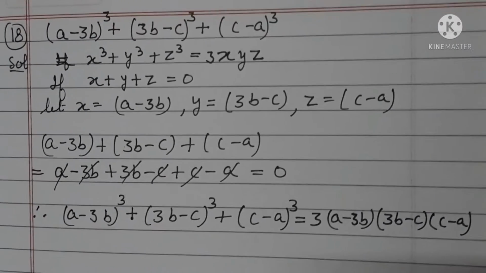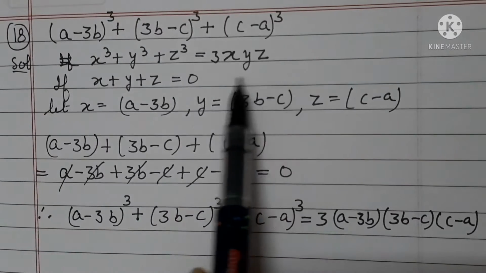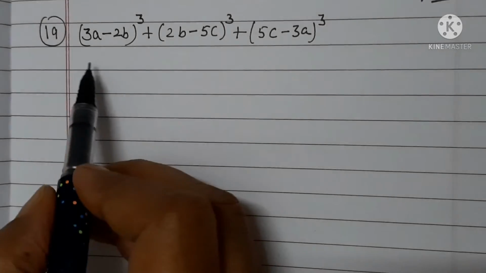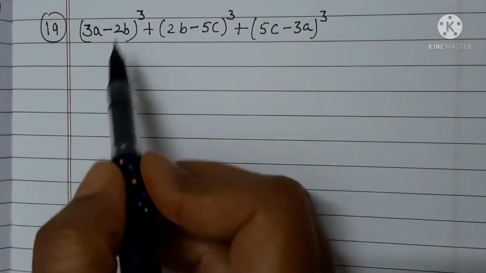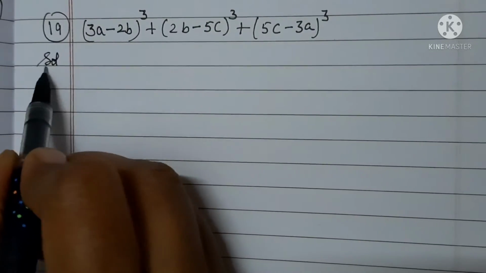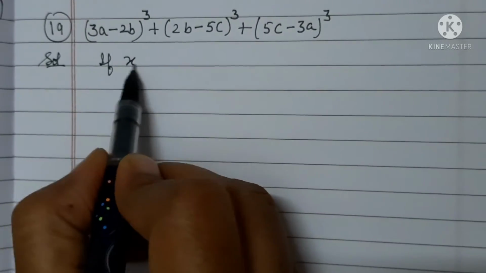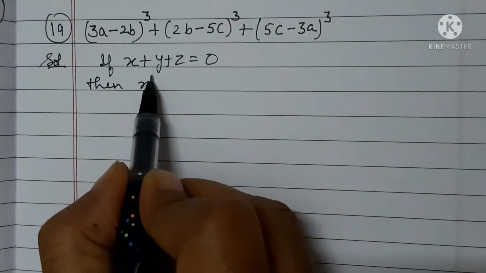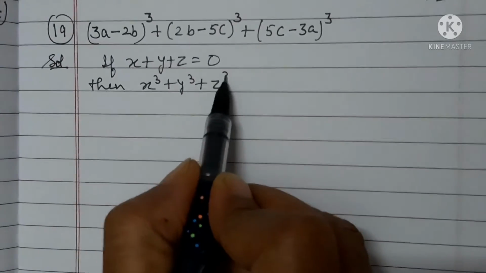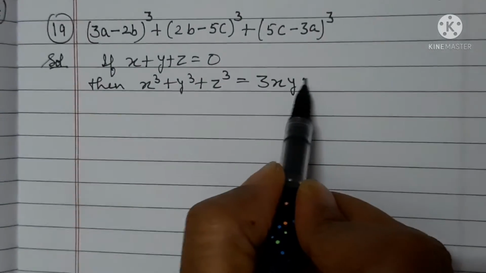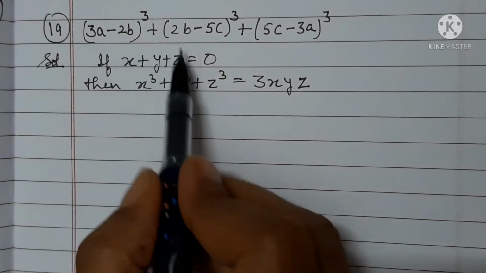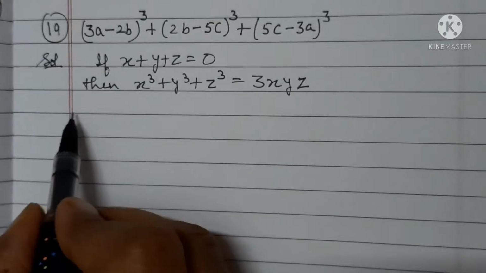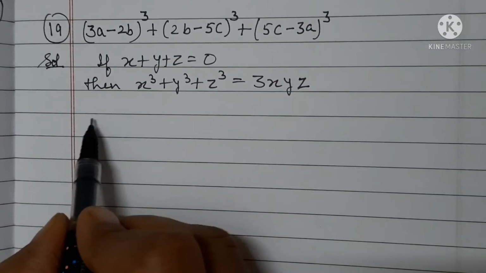These are the factors using this concept. Answer. Now next, question number 19. We will use the same concept. Solution: if x plus y plus z is equal to 0, then x cube plus y cube plus z cube is equal to 3xyz, where x is 3a minus 2b, y is 2b minus 5c, and z is 5c minus 3a. So x plus y plus z.